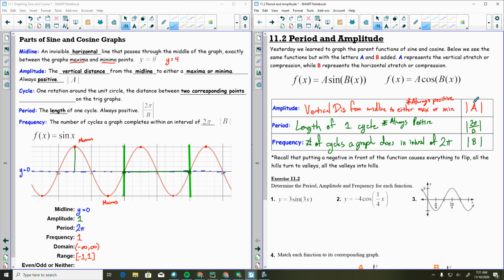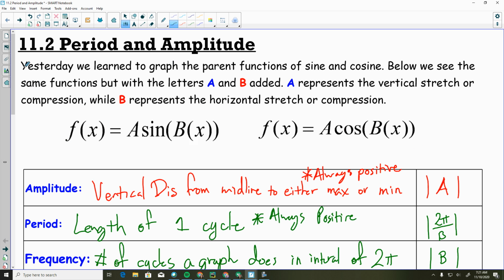So what are all these letters A and B about? Now we'll take a look at that a little more closely today. Yesterday we learned about the parent functions, and now we're going to add the letters A and B. A is going to represent the vertical stretch or compression, while B represents the horizontal stretch or compression.